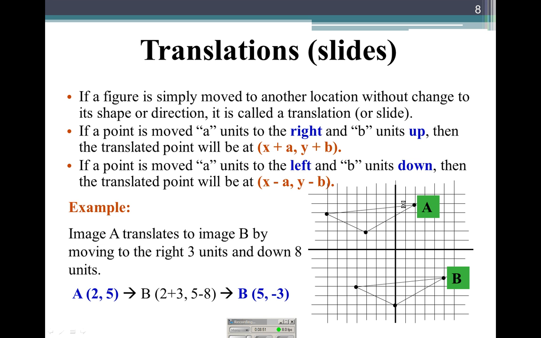Point 2, 5 moves 3 to the right, so we'll add 3, becoming a 5, and it moves 8 down, so we'll subtract 8 from the 5, and it becomes negative 3.